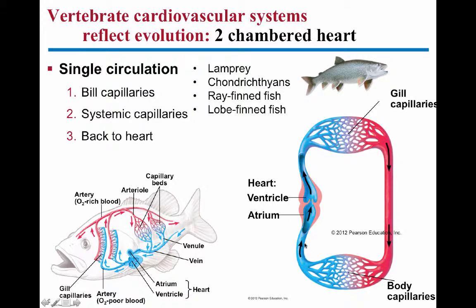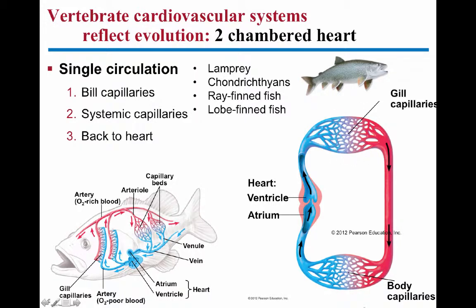So the blood comes into the heart, into the atrium. Then it goes to the ventricle. The ventricle is always a stronger pump than the atrium. The ventricle pumps it to the gills, where it picks up oxygen and drops off carbon dioxide. Then it goes to the body, exchanges the carbon dioxide and oxygen in the body tissues, and then goes back to the heart, through the atrium, then the ventricle, back to the gills, etc.